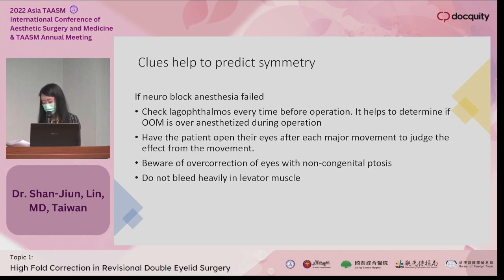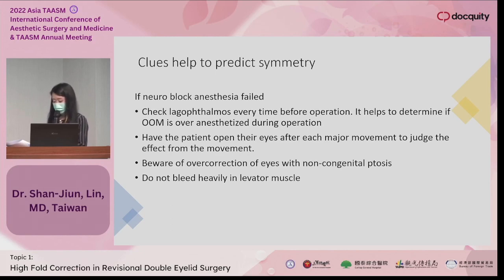The eye will open bigger than it really is. So don't be afraid to keep the eye wide open, and do not add more levator advancement to the other eye. Since there is no way to have eye symmetry during operation if one eye has been over anesthetized, we can have the patient open their eyes frequently, especially after each major movement, to judge the effect from the movement.